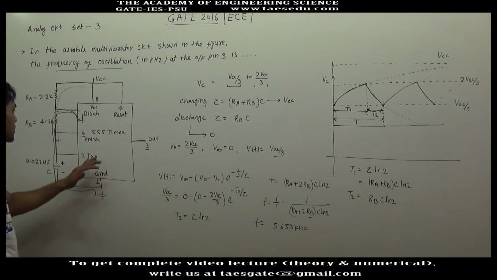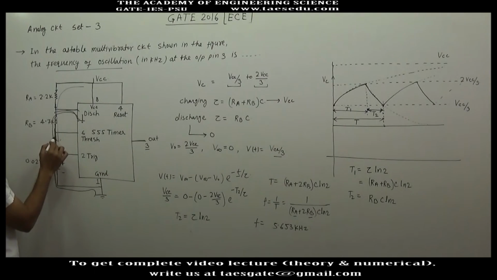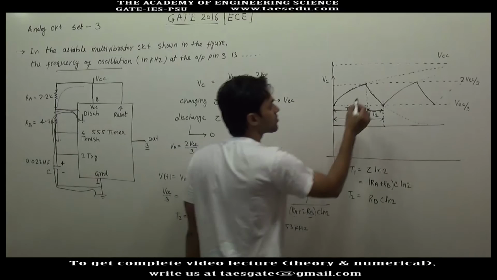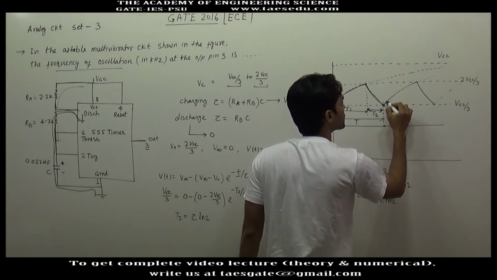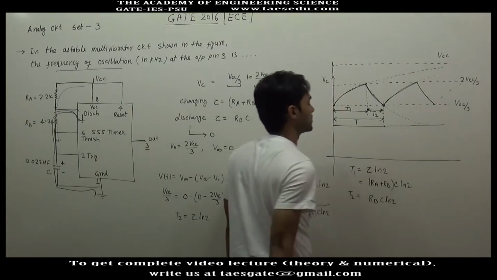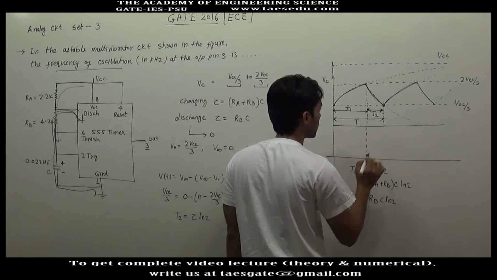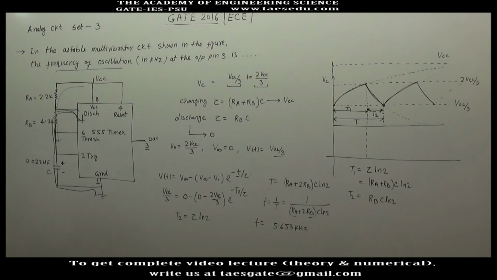So the main concept in 555 timer IC is the charging is through RA and RB and discharging is through RB only. Okay, charging starts when the capacitor voltage hits VCC by 3 and discharging starts when capacitor voltage hits 2 VCC by 3. And in the charging time, output voltage will be high, and during the discharging time, output voltage will be low. But the frequency of both output voltage and capacitor voltage will be same.